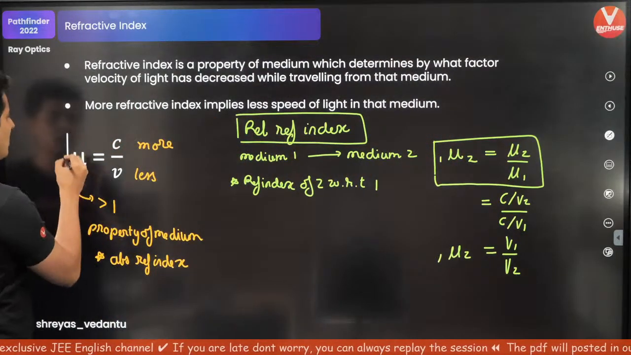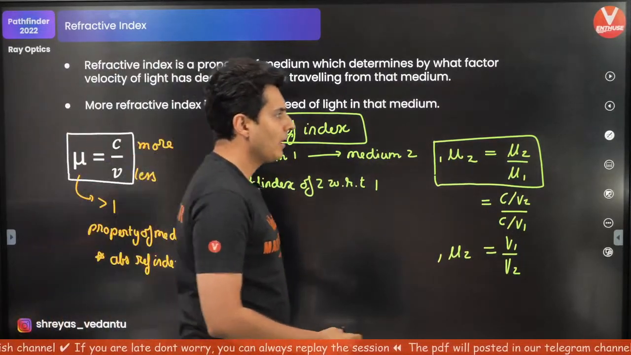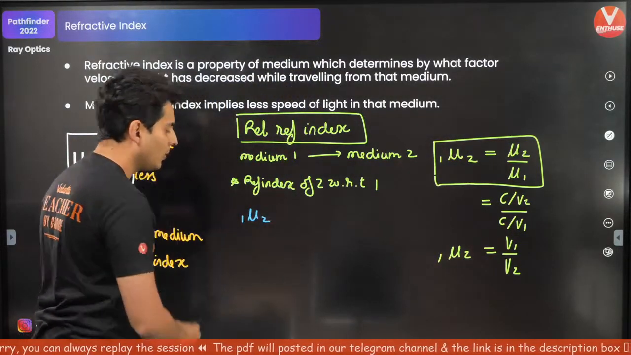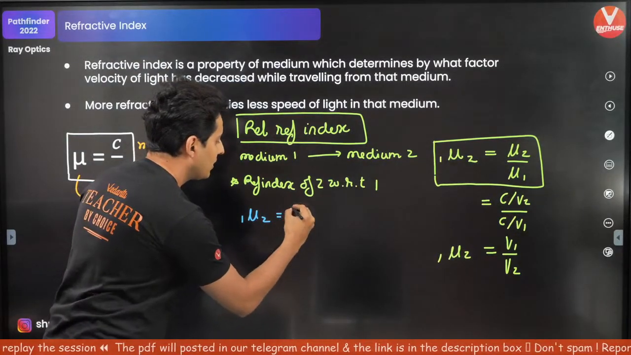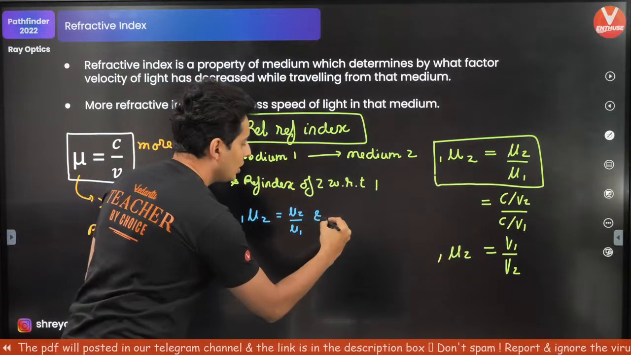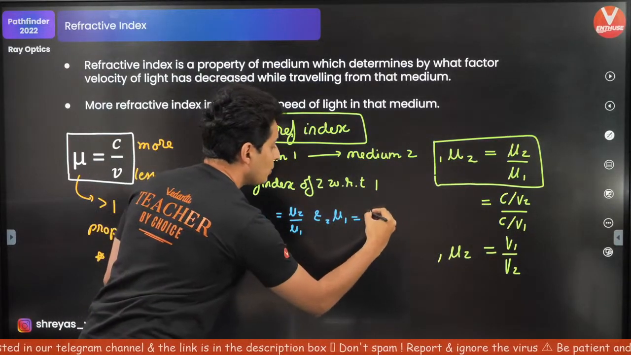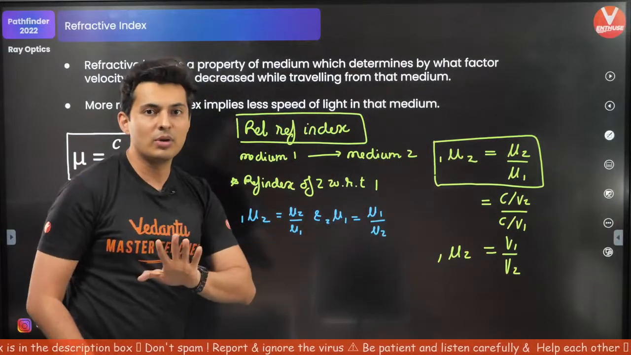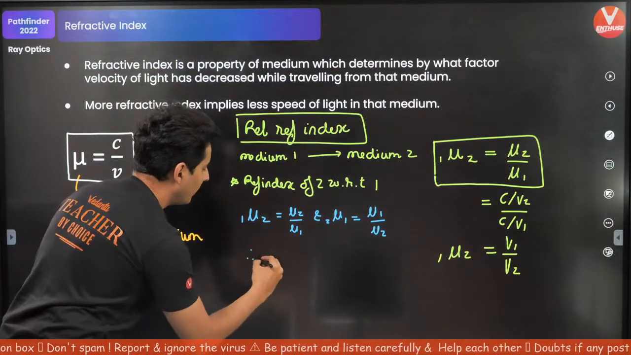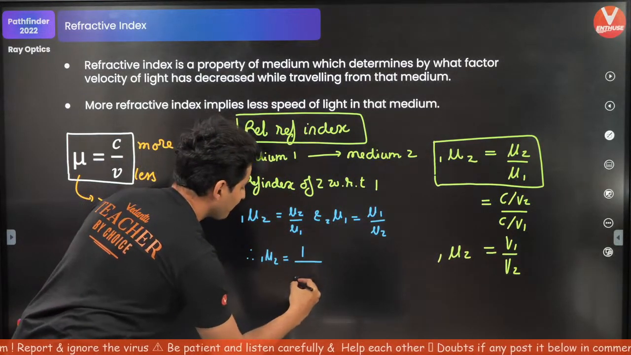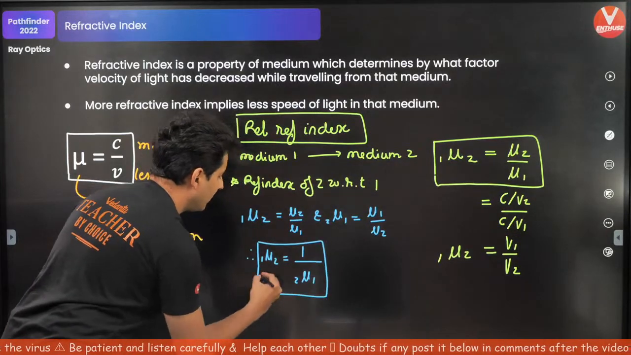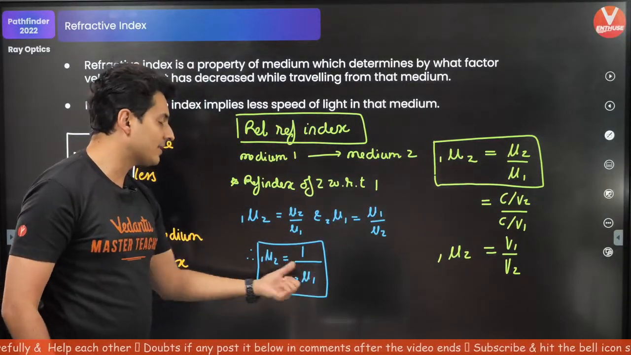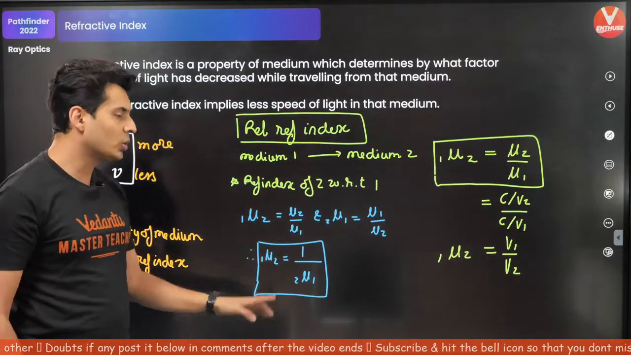Very, very important formulas. Now, last thing before we go ahead, one more very important formula. 1 mu 2 is nothing but mu 2 by mu 1, and 2 mu 1 will be nothing but mu 1 by mu 2, correct? That means they are reciprocals of each other. Therefore, 1 mu 2 will be 1 upon 2 mu 1. So when you change the order, when you reverse the way in which the light is traveling, the refractive indices are reciprocals of each other. Okay, 1 mu 2 is the reciprocal of 2 mu 1.